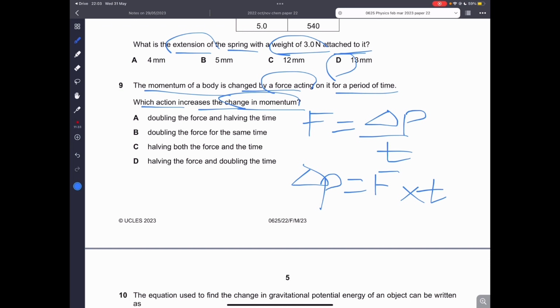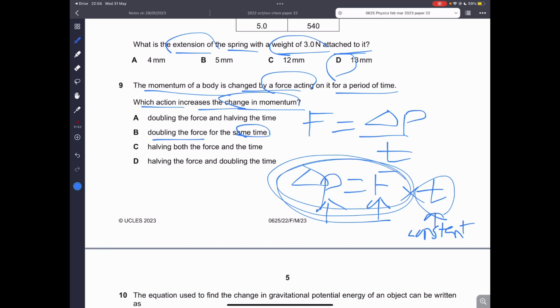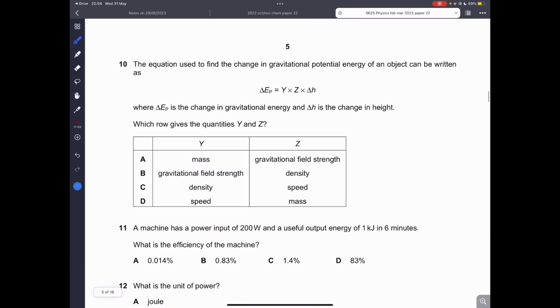And this means that if we double the force, we are going to double the change in momentum. The time is going to be constant here, the same time, and therefore B is the correct answer, because it says doubling the force for the same time will increase the change in momentum, as it is represented by the equation, and it is also directly proportional. Therefore B is the correct answer.